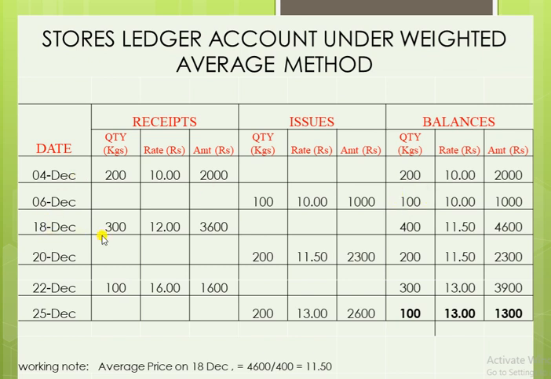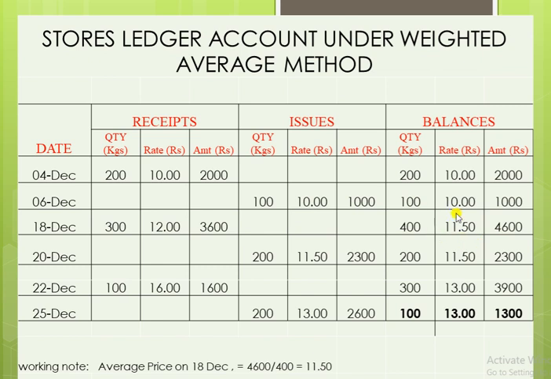Okay, next the 18th December. The next transaction is on 18th December. That is 300 units at the rate of 12 rupees for 3600. So quantity plus quantity, amount plus amount: 100 plus 300, 400, and 1000 plus 3600, 4600.